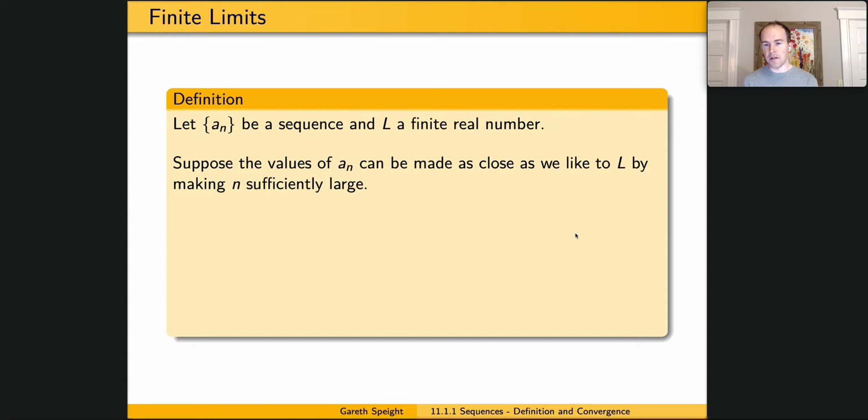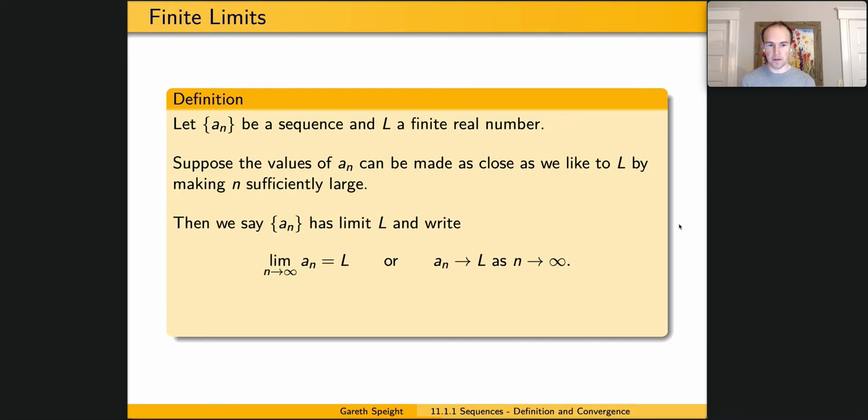So if I want the values to be within 0.1 of L, I can guarantee that provided n is large enough. Or if I want to be within 0.0001 of L, I can do that provided I take n sufficiently large. And what do we mean by made as close as we like here? So they should get close and they should stay close. So I should be able to look far enough along, and then they will always be close and they will always stay close. So they're never going to kind of zoom away at some point. They should get close and stay close.